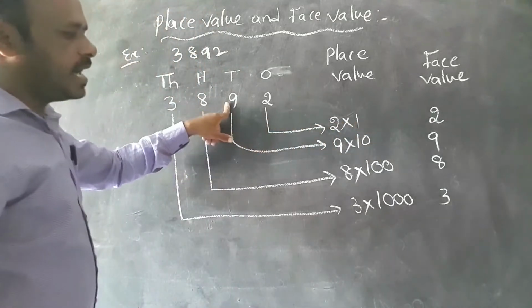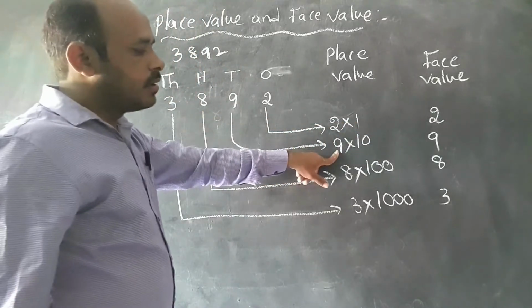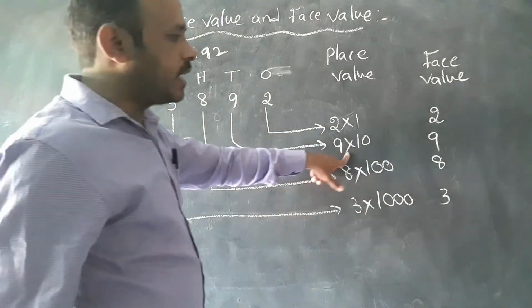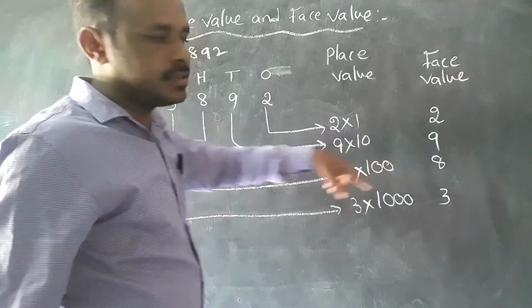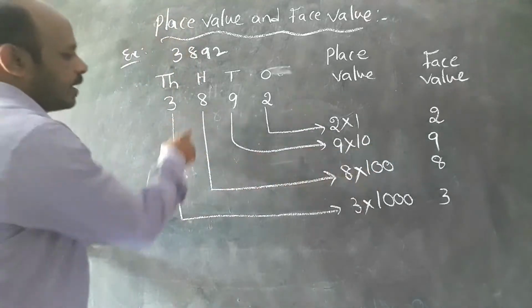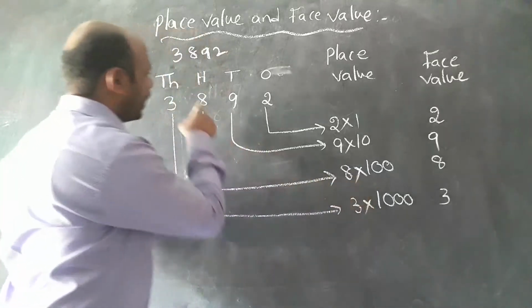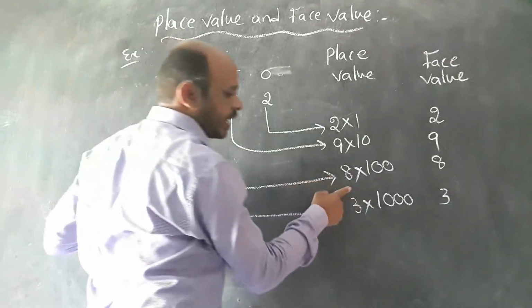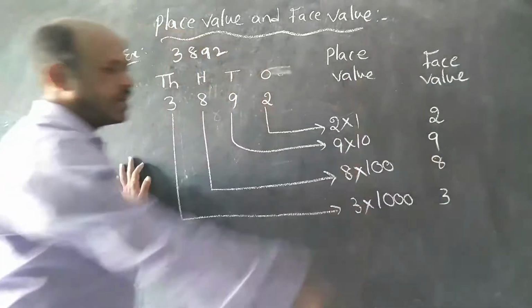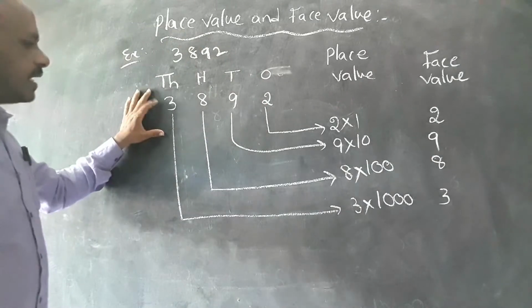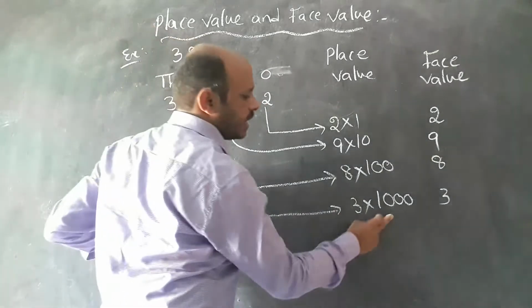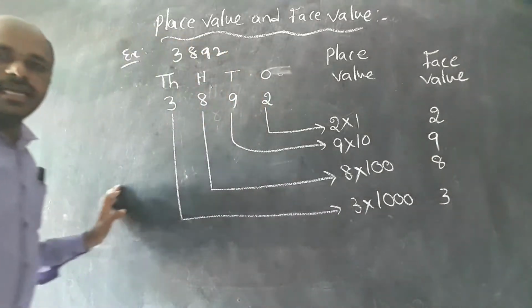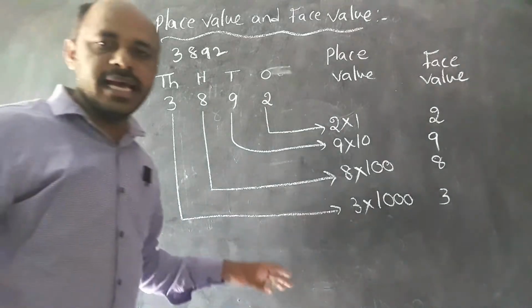Next one is 9. 9 is in the tens place, so 9 into 10. Then the face value is 9. Then 8 into 100: 8 is in the hundreds place, that's why we write 8 into 100. Then the face value is 8. Next, 3 is in the thousands place, so 3 into 1000. 3 is the face value.